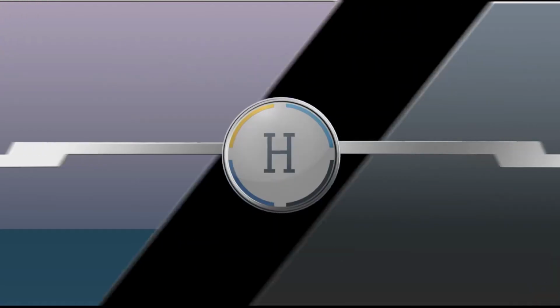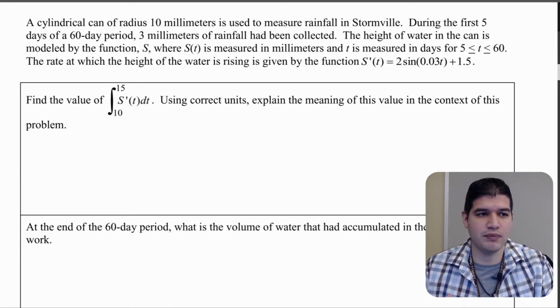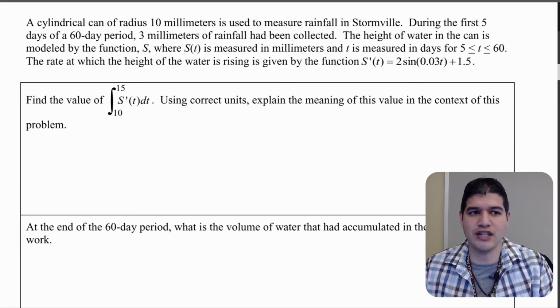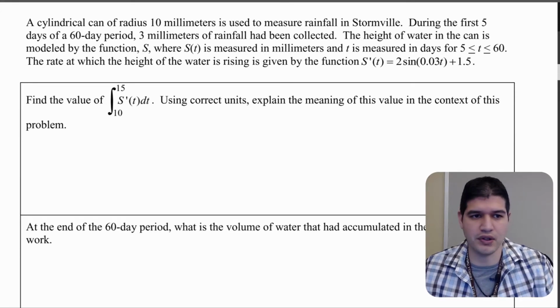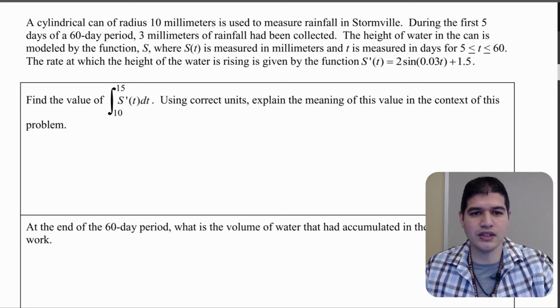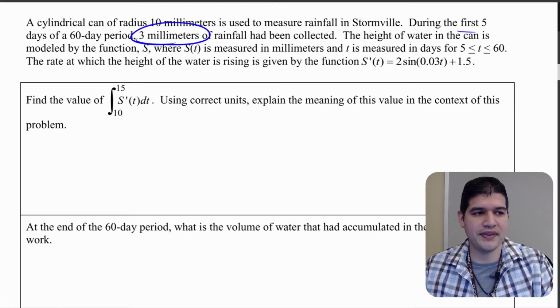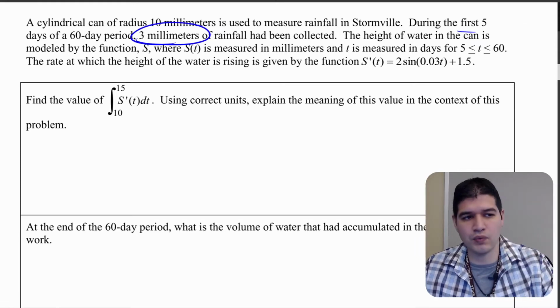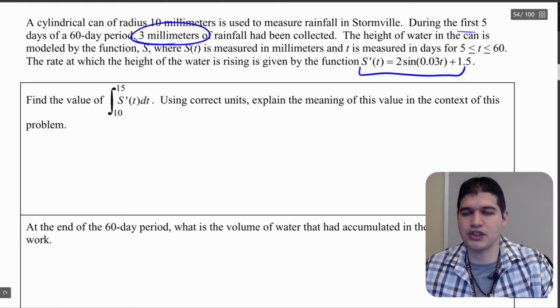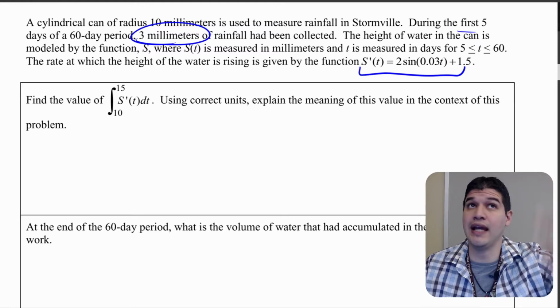So in this first problem, we're going to be looking at a can of radius 10 millimeters that is going to be measuring rainfall in a certain town or city. We're given a lot of information in the prompt, and notice here that in the first 5 days, we're given an initial value of 3 millimeters. And then every day after that, we're given a function to determine the rate of the height of the rain in the can rising.